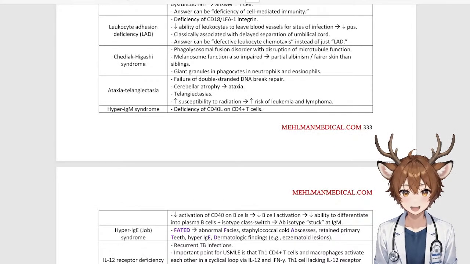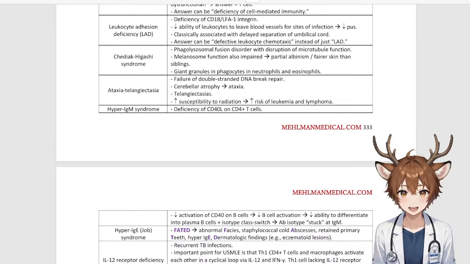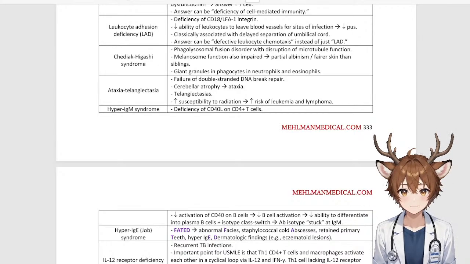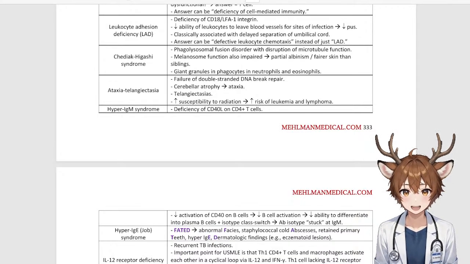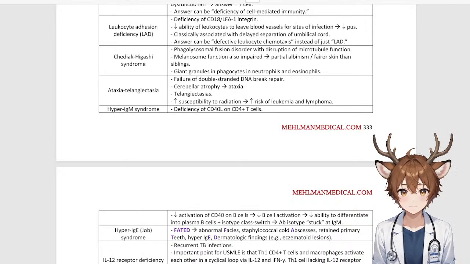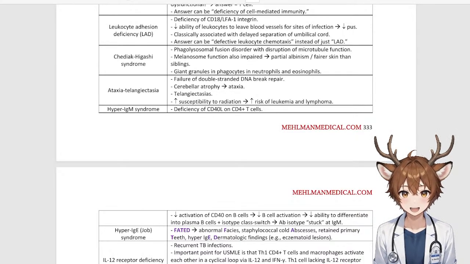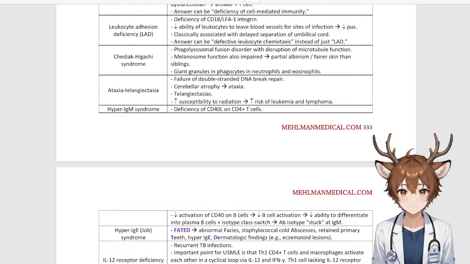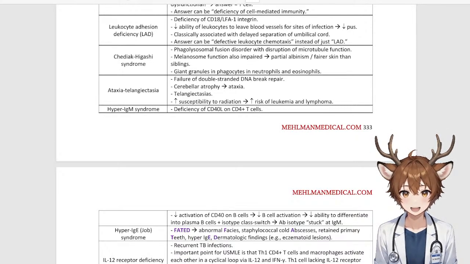Leukocyte adhesion deficiency. Deficiency of CD18/LFA-1 integrin. Decreased ability of leukocytes to leave the blood vessels to the sites of infection, leading to a decrease in pus. Classically associated with delayed separation of umbilical cord. Answer can be defective leukocyte chemotaxis instead of just LAD. Again, they're not going to be super direct with you sometimes.